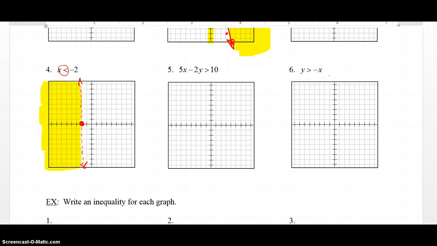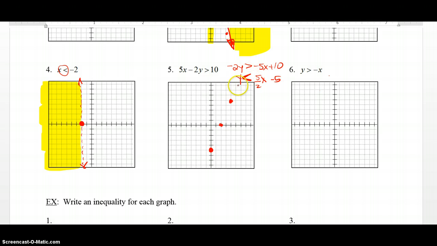Okay, number 5. Again, we want to put that into slope-intercept form, so I'm going to subtract 5x from both sides. I'm going to divide by a -2, and again we have to flip the sign because we divided by a negative. Here, a negative divided by a negative is a positive 5 over 2x, and then minus 5. Y-intercept is -5 with a slope of 5 over 2. So we're going to rise 5, run 2, rise 5, run 2.